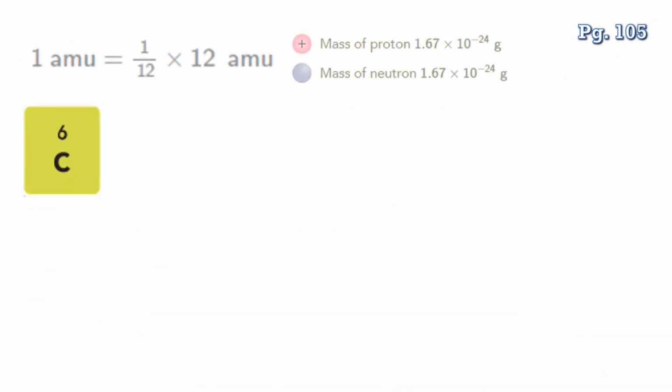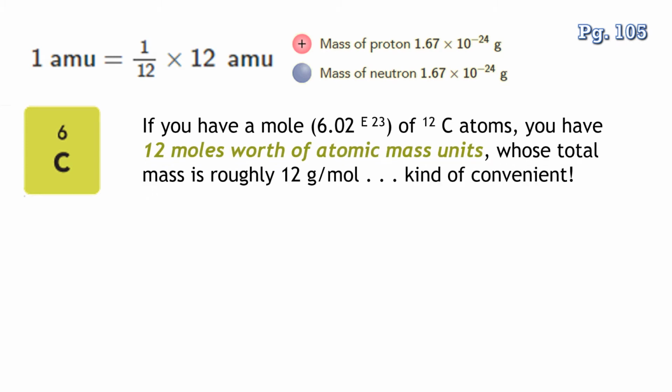Now, if we tease that out, we just look at carbon. And again, there's that relationship. We notice something that's really very clever. If you have a mole, that large number, 6.02 times 10 to the 23rd, of carbon-12 atoms, well, that means you actually have 12 moles worth of atomic mass units. If a carbon-12 atom is defined as having 12 atomic mass units, and you've got a mole of carbon atoms, well, you've got 12 moles of those atomic mass units. And it turns out that the total mass in grams of those 12 moles of atomic mass units works out to being almost precisely 12 grams per mole.